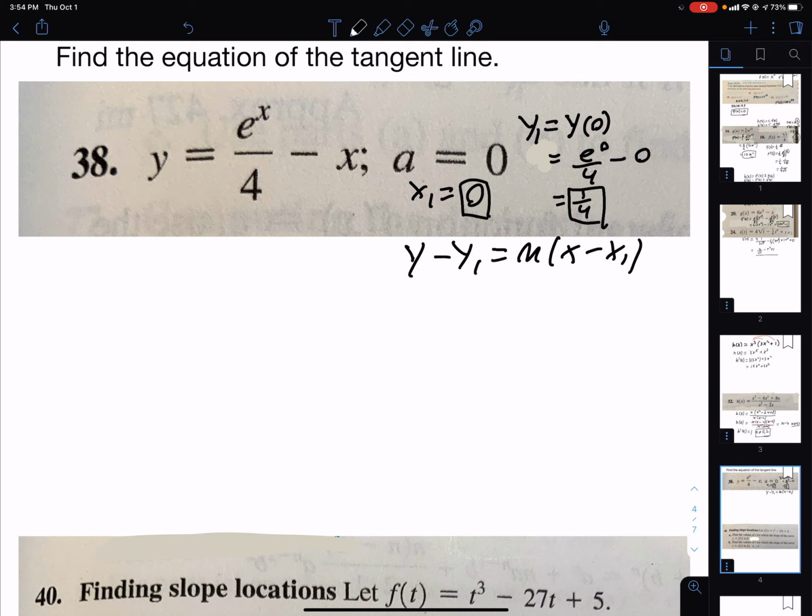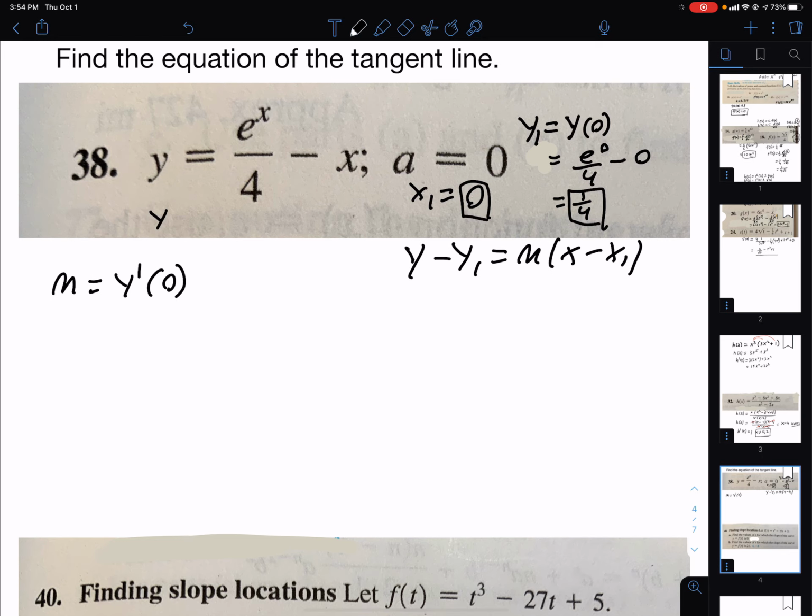x1 is 0. The next question is, I have that and that. How do I find the slope? And you should know the slope is given by the derivative of the function at the point of tangency. So what is the derivative? Well, the 1 over 4 is a constant, so I pull the 1 over 4 out. And the derivative of e to the x, that's one of the theorems we had. It's e to the x. It's itself. And this, there's a 1 there, so it's 1x to the 0. So this derivative would be 1/4 e.